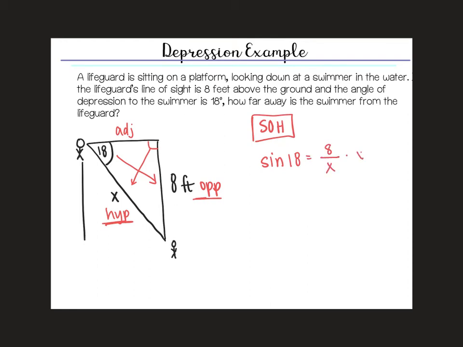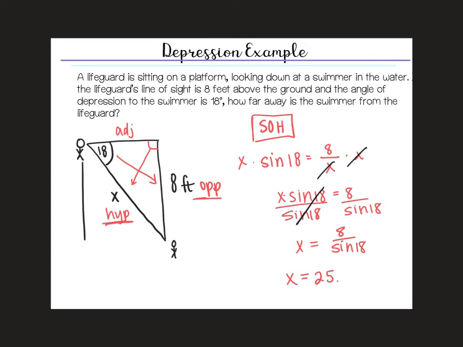When we solve, we're going to multiply by x on both sides, which causes these x's to cancel. So we have x sine 18 equals 8. To get sine 18 away from x, we would divide both sides by sine 18. These sine 18s would cancel, and I'm left with x equals 8 divided by sine 18. Typing that into Desmos, again, make sure your calculator is in degrees. You would get 25.88, so 25.9 feet.